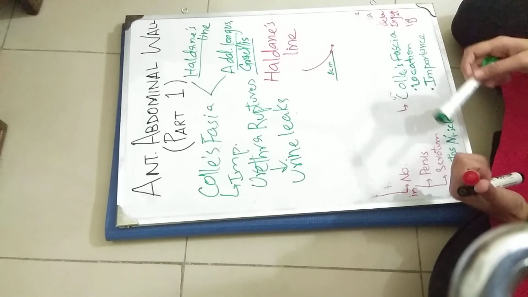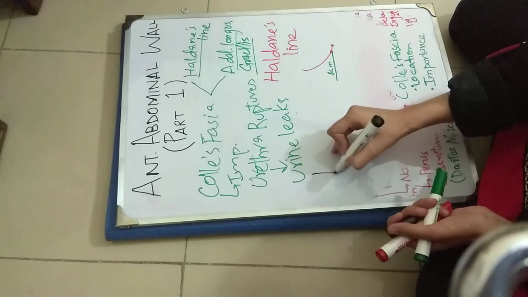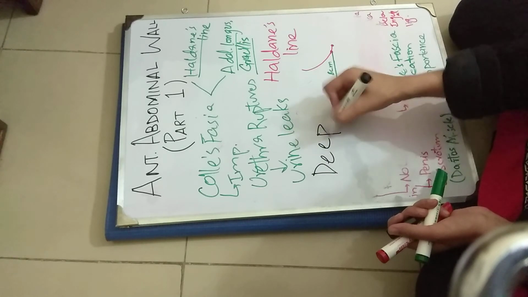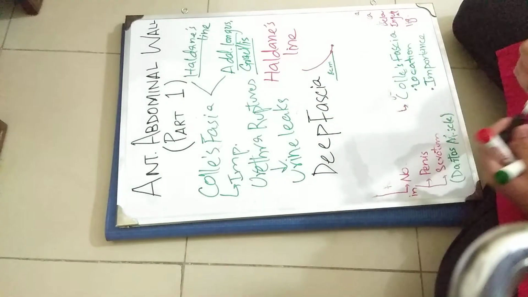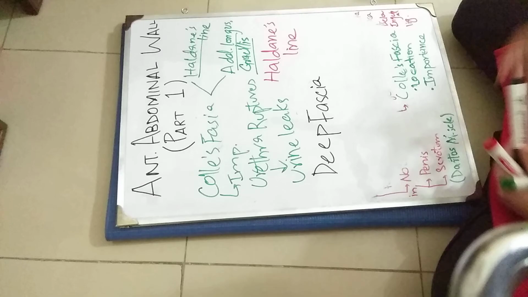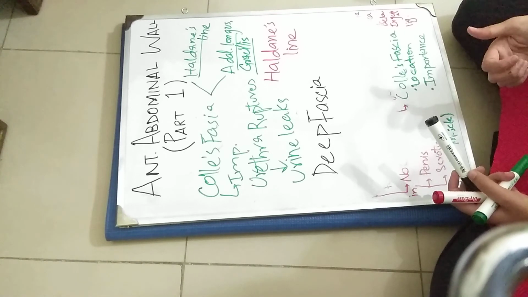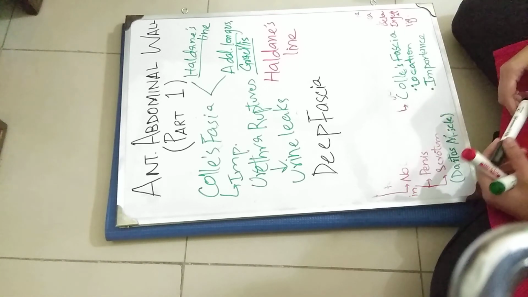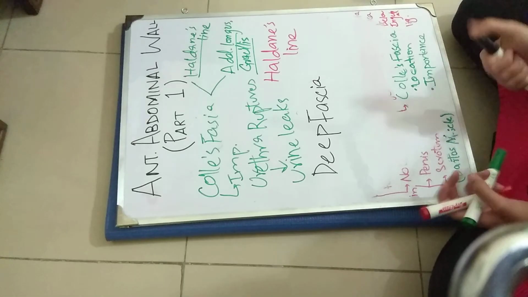Then we'll talk about the deep fascia of the anterior abdominal wall. The deep fascia is deep to the superficial fascia, and there is nothing much more description about it except that it is deep, and that's all.